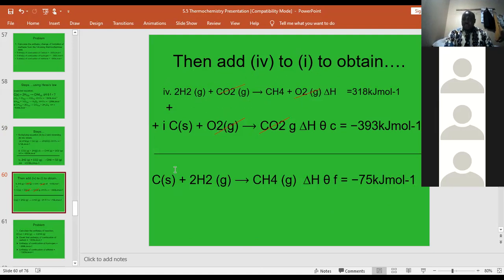So the rest would now be carbon plus 2 moles of hydrogen, and we get it. Then we also add the energy changes. So the correct answer that would give us is negative 75 kilojoules per mole, which I think most of you have got. Is it okay?